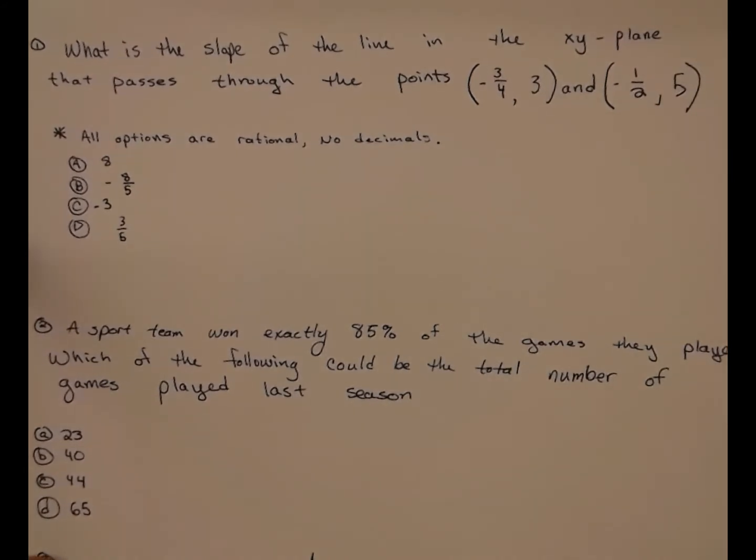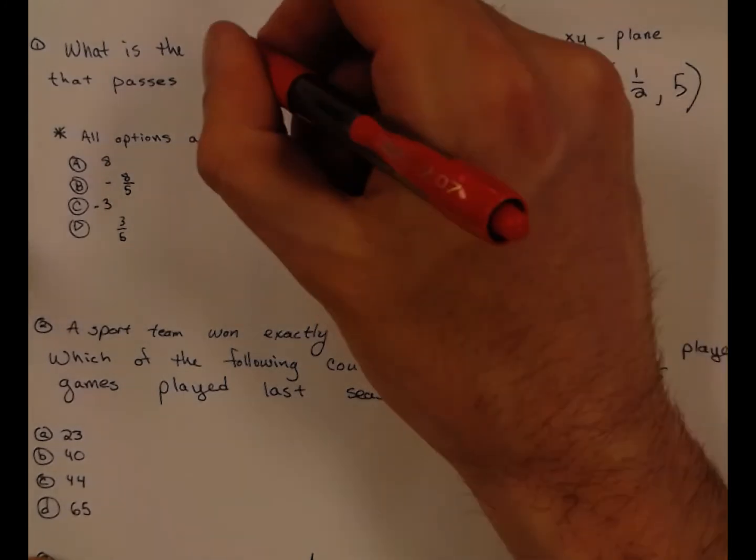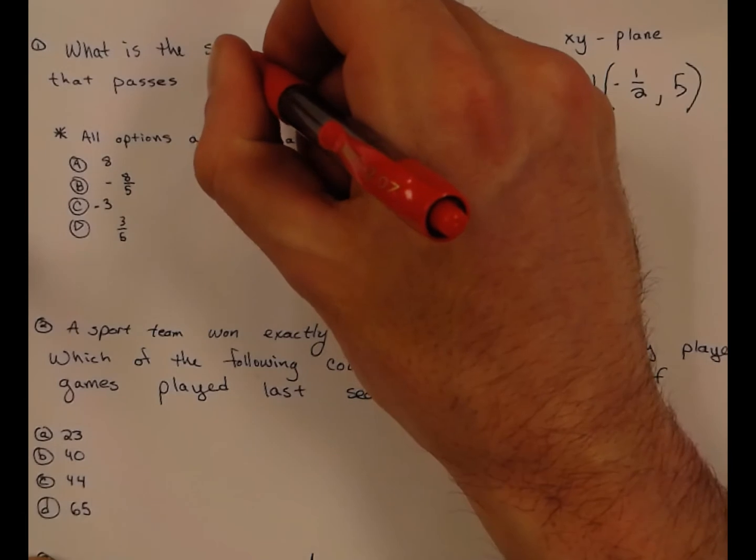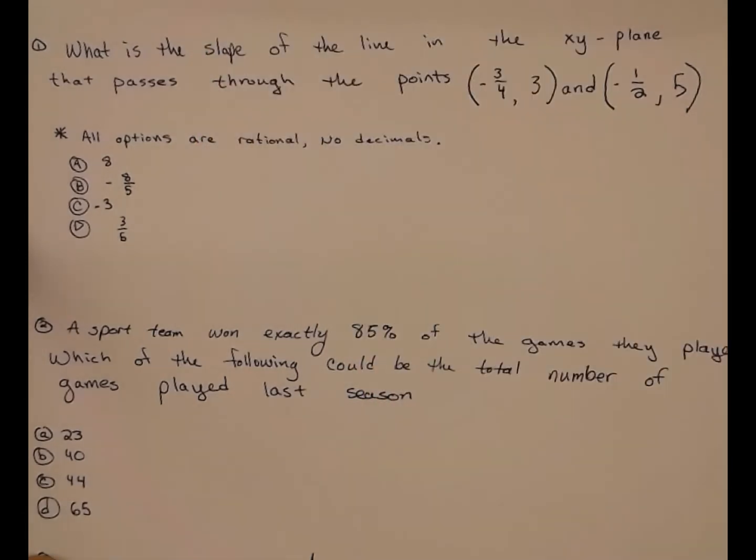All right, first, what is the slope? And that does say slope. I know that my P kind of curls around. It almost looks like an A there, but that is an O. What is the slope of the line in the XY plane that passes through the points negative 3/4, comma 3 and negative 1/2, comma 5?